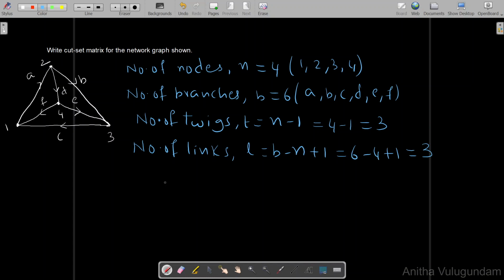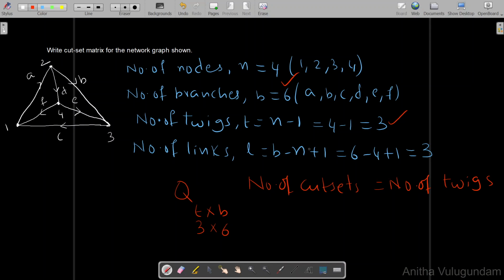And cut set is represented with symbol Q. Order of cut set is T by B, where T is the number of twigs, that equals 3 here, and B is the number of branches, that is 6. And number of cut sets is equal to number of twigs, and number of twigs here is n minus 1, that equals 3.